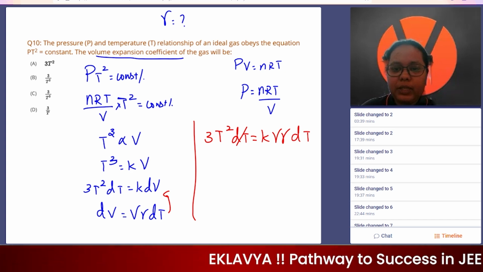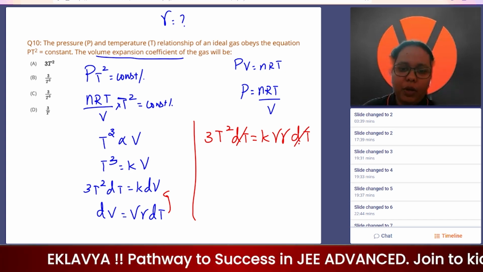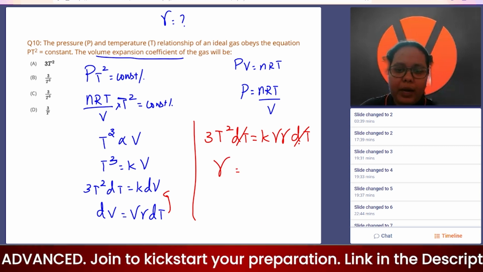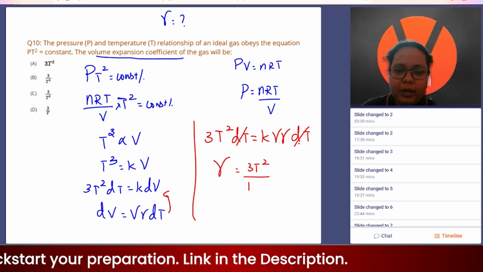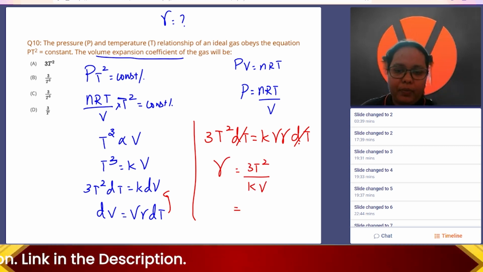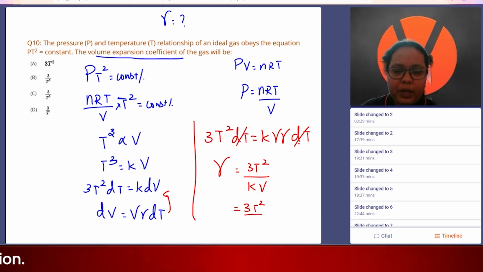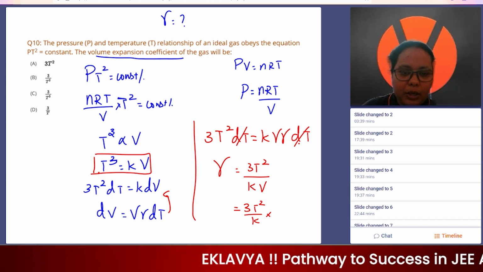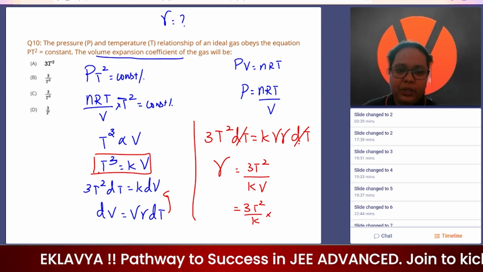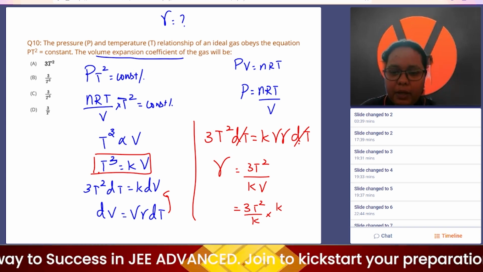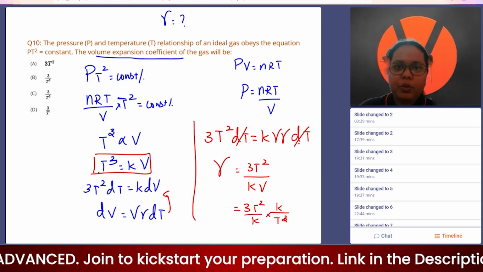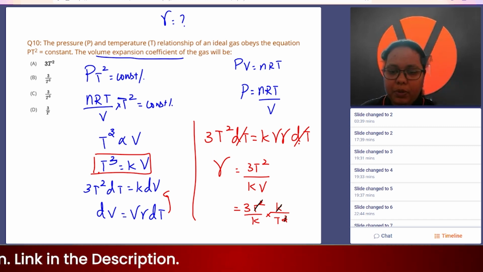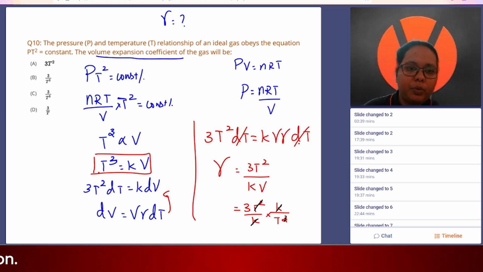So if you cancel dT and dT, you are in need of the V value. So gamma is equal to 3T square by K into V. For 1 by V, from this expression, I'm just writing it as K by T cube. So I will cancel the common terms: T square with T cube, and K with K. So the answer is going to be 3 by T.